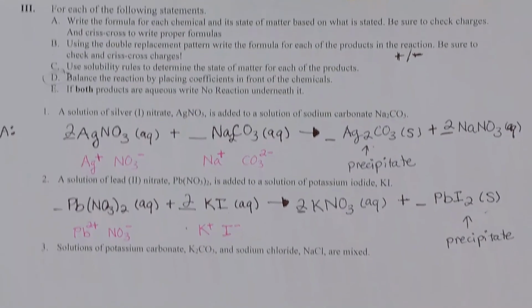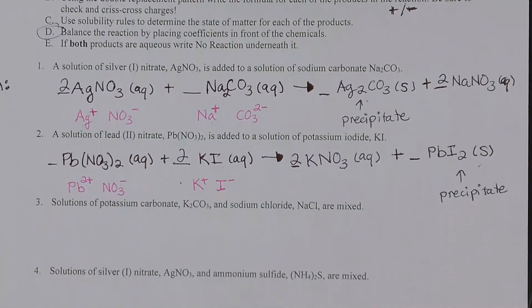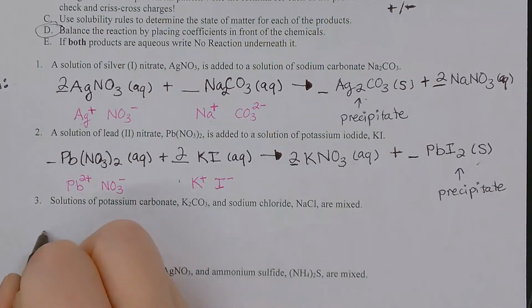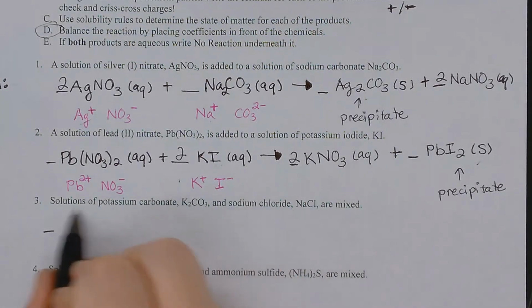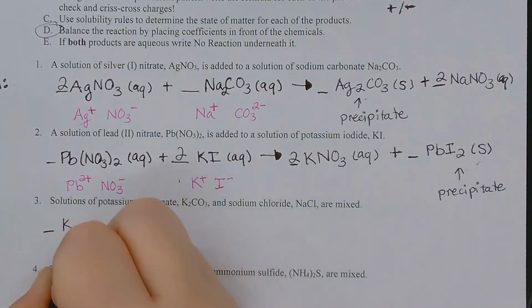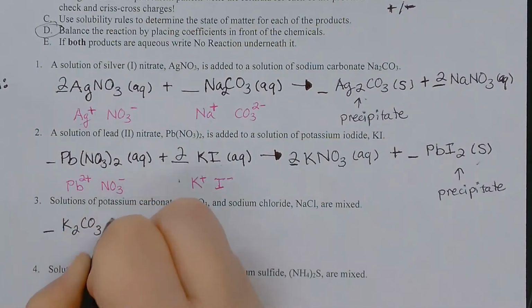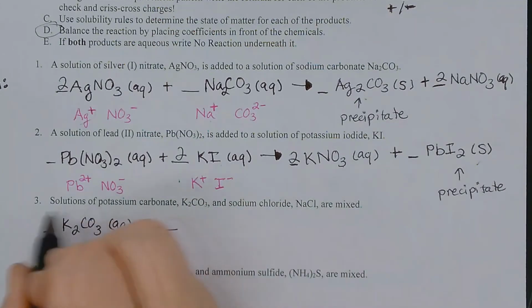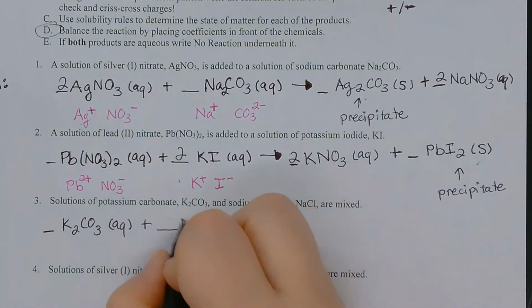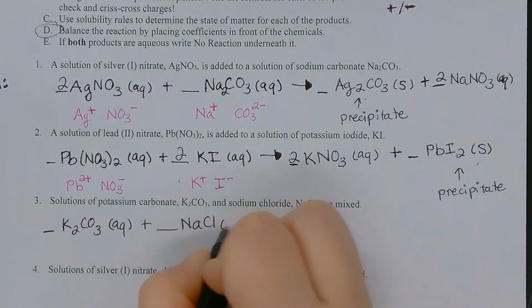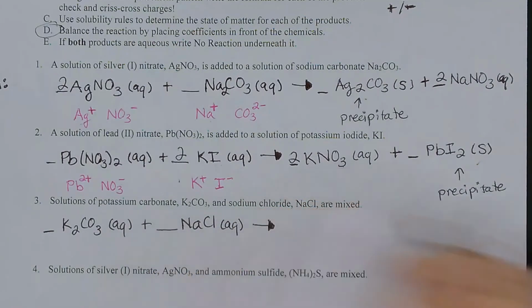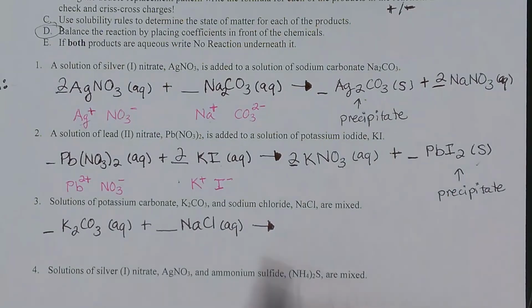Okay. We'll do one more and see what goes on here. So we've got solutions of potassium carbonate, solution, so aqueous, plus it says solutions of this and sodium chloride, so that is a solution of sodium chloride. Okay, reading our context. Those are mixed, so we are adding them together.